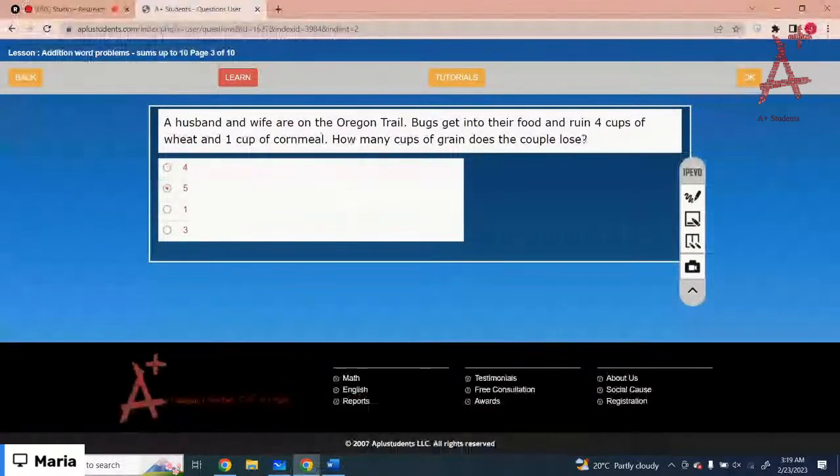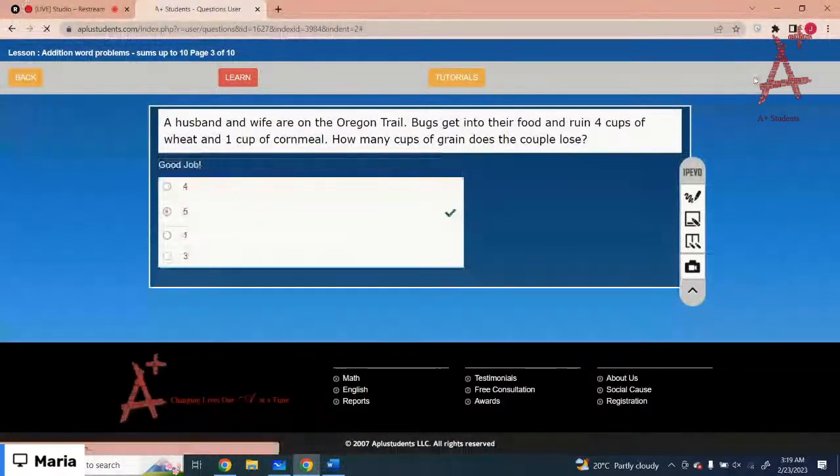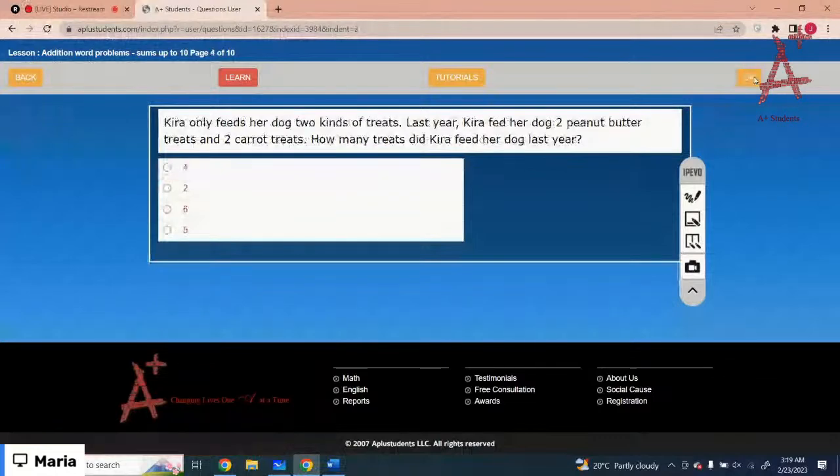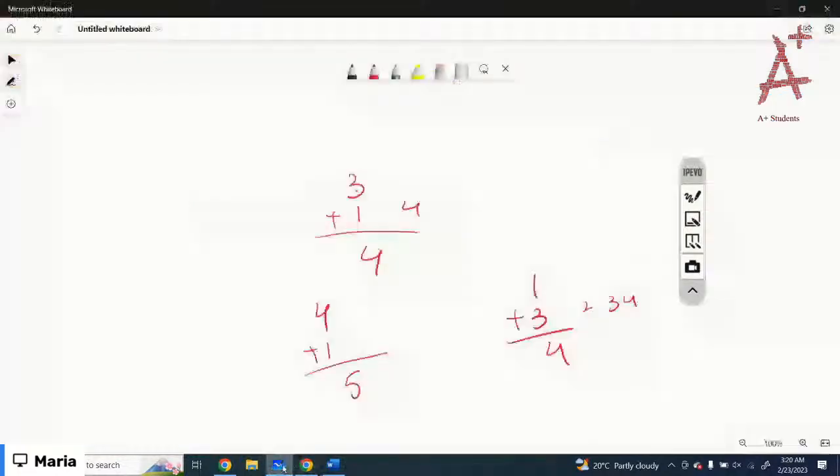Got it? Very good. Okay, the next one is Kira only feeds her dog treats. Last year, Kira fed her dog 2 peanut butter treats and 2 carrot treats. How many treats did Kira feed her dog last year? So you have to add up the treats together. 2 peanut butter and 2 carrot. You have to do 2 plus 2. Got it? And 2 plus 2 makes, start with 2 and count up 2. 2, 3, 4.